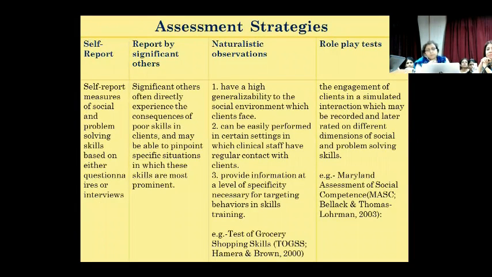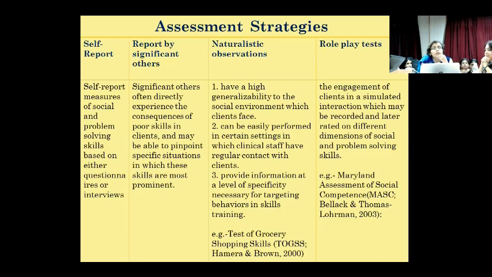There are various assessment strategies which we follow while doing the assessment. As you can see, there are self-report measures, reports by significant others, naturalistic observations, and role play tests. All of them have their own merits and demerits, and for a better and smooth assessment, we need to include some aspects of each and every assessment strategy which we are using here.